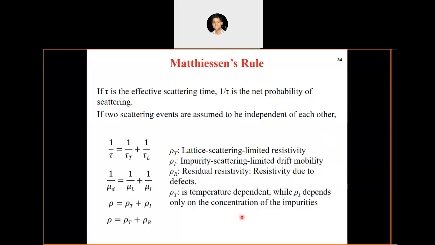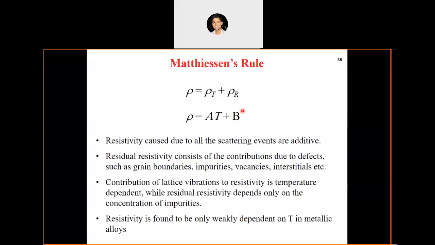So we have seen lattice scattering limited resistivity, impurity scattering limited resistivity or drift mobility, and then residual resistivity. Impurity scattering as well as residual resistivity are contained in this constant B, and we have written lattice scattering limited resistivity as A times T, right? Residual resistivity, I have already mentioned, consists of contributions due to defects such as grain boundaries, impurities, vacancies, and interstitials.